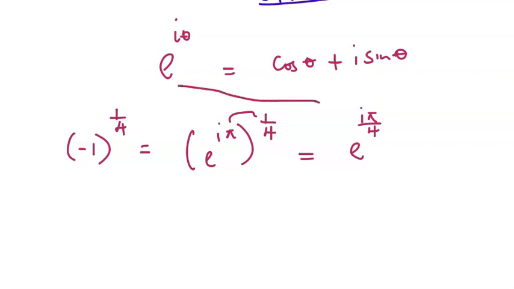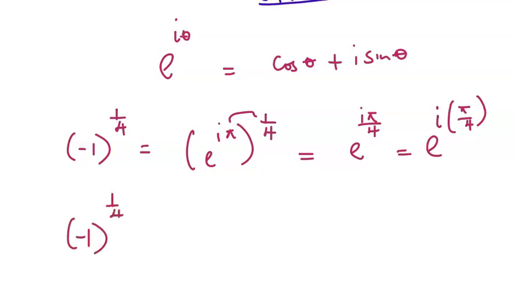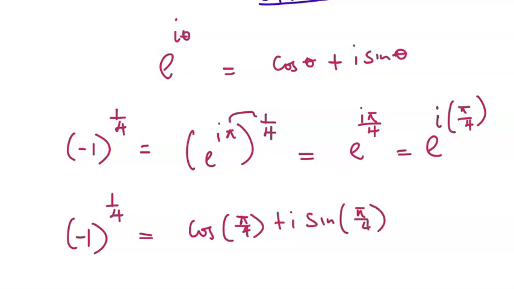Then you can see that this is related to this, right? So we can now write it in terms of cosine and sine of angles. We can write this as e raised to the power of i times pi over 4, so here our theta will be pi over 4. With that, we can say that negative 1 to the power of 1 over 4 is equal to the cosine of pi over 4 plus i times the sine of pi over 4.